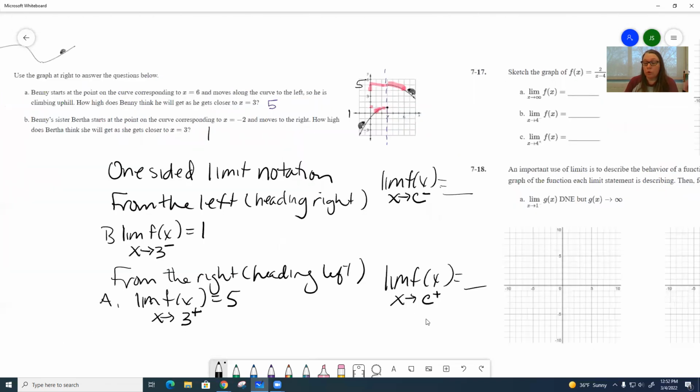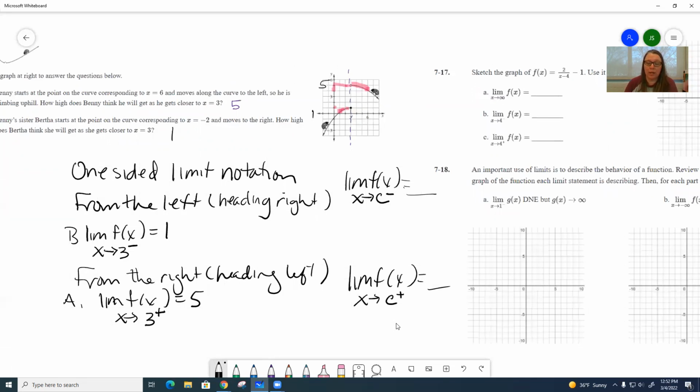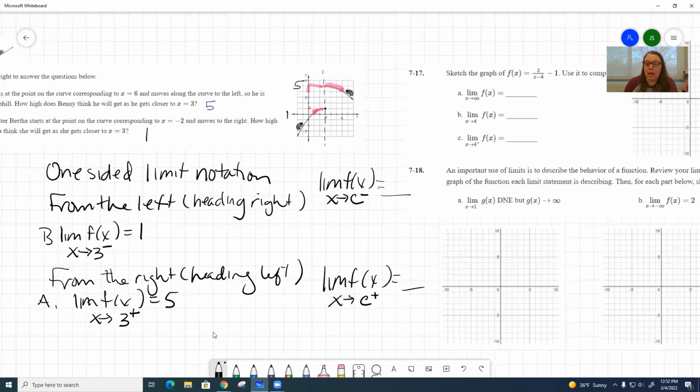You're going to see it a ton, but it's confusing because you see the minus and you want to think heading left, but it's that you start on the left side of the value, and you're actually heading right. Okay, so let's take a look at 17.